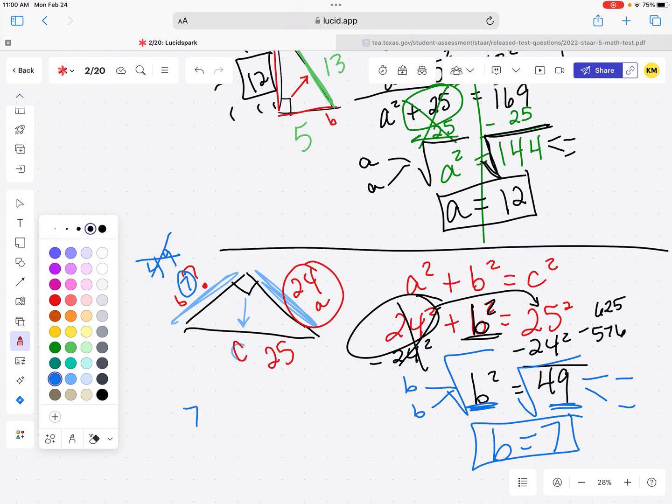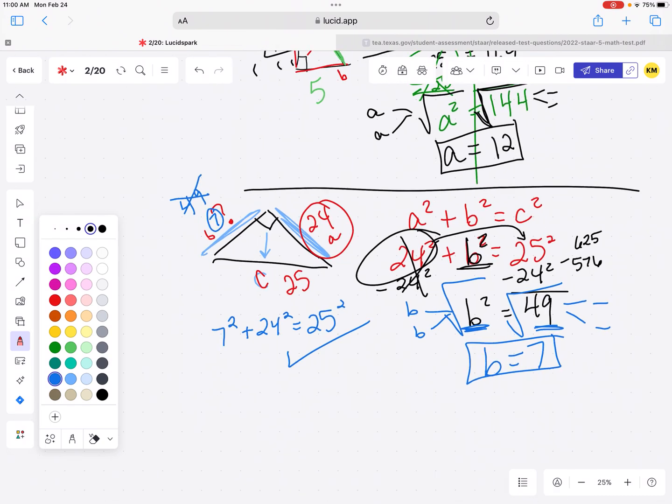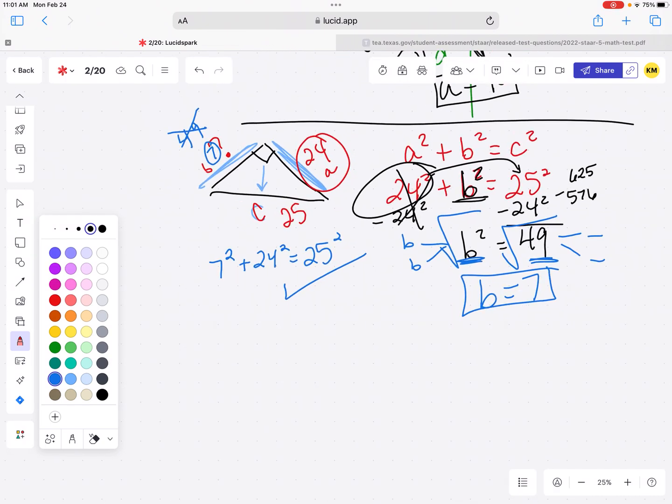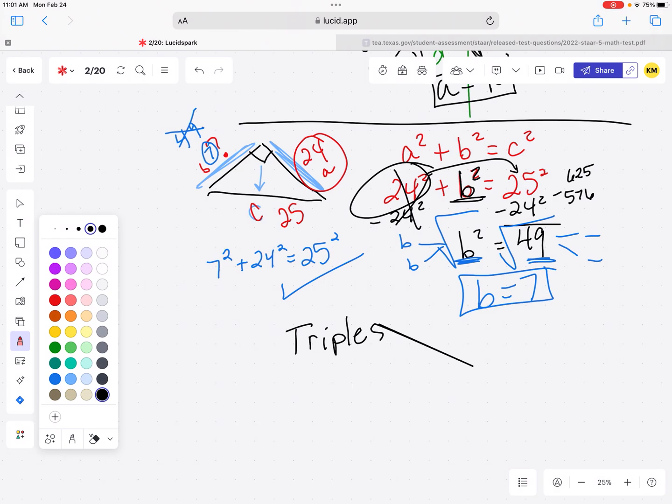And isn't that an unlikely number to go with 24 and 25? But if you actually write it out and say 7 squared plus 24 squared, that actually does equal 25 squared. It is a Pythagorean triple. So I'm going to talk to you about the triples real quick.